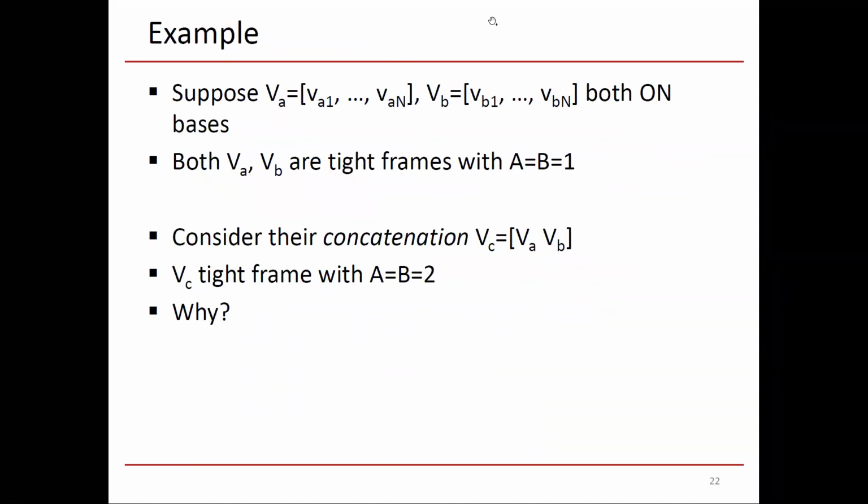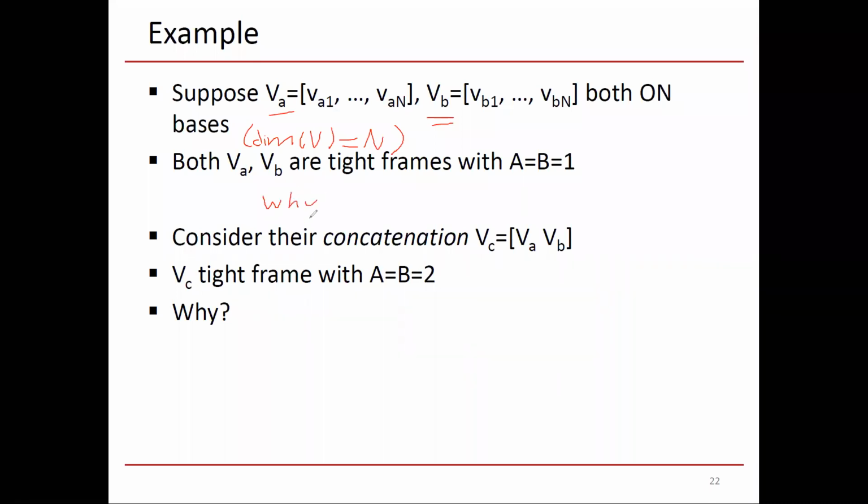Suppose that you have two orthonormal bases. One of them will be called VA, the other will be called VB. VA, its elements will be VA1, VA2 up to VAn. This is an orthonormal basis of dimension n. So I'll just write in parentheses that the dimensionality of V is equal to n. And now when we're talking about the second orthonormal basis, VB, its elements are VB1 through VBn. So VA and VB are both orthonormal bases. Both of them have n elements. And now each of them is a tight frame with A equals B equals 1.